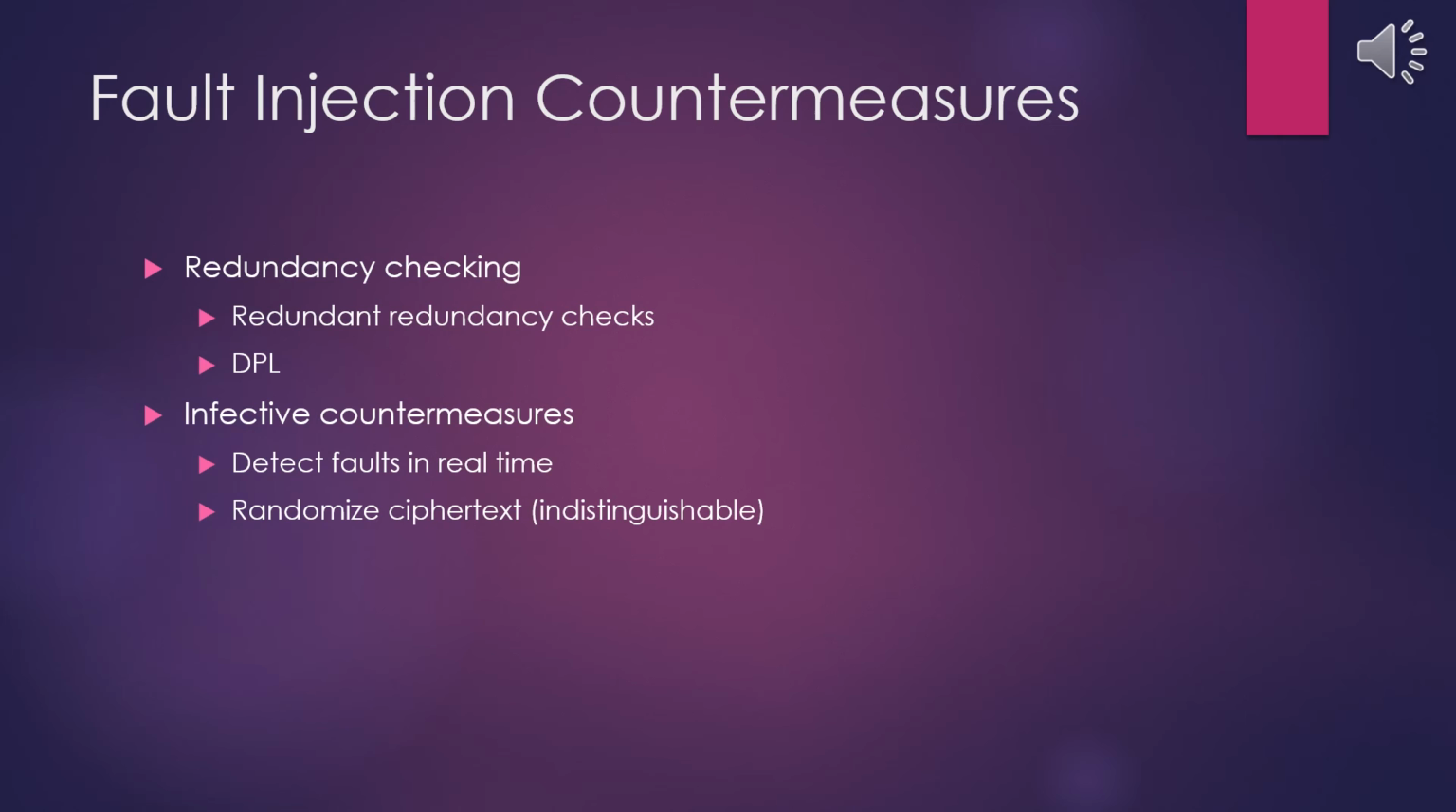Infective countermeasures detect faults in real time, and if a fault is detected, the ciphertext is randomized. Since an ideal ciphertext is indistinguishable from random noise anyway, it is impossible to detect that the ciphertext has been modified at all, but the data is not recoverable.